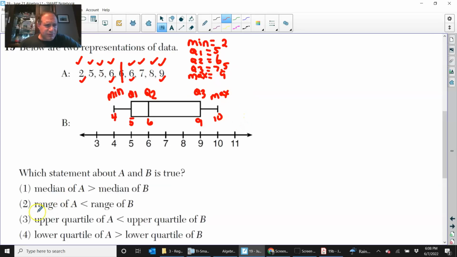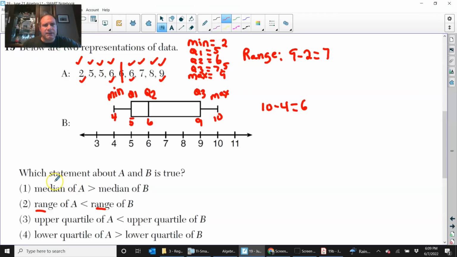And I notice right here that they're talking about the range. The range of A is 9 minus 2, so it's the largest minus the smallest. So that's 7. And then the range here for this one is 10 minus 4, and that's 6. So I think I have all my numbers that I need.